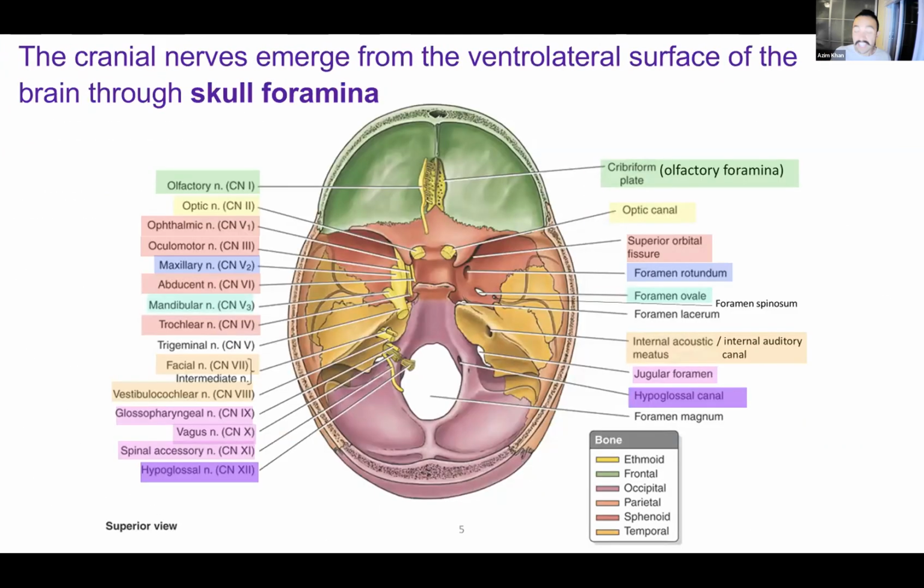The jugular foramen is in between two bones. It's in between the temporal bone and the occipital bone. And it's a decently big hole because it needs to fit that jugular vein, and we're going to see other nerves that pass through the same hole, the jugular foramen.